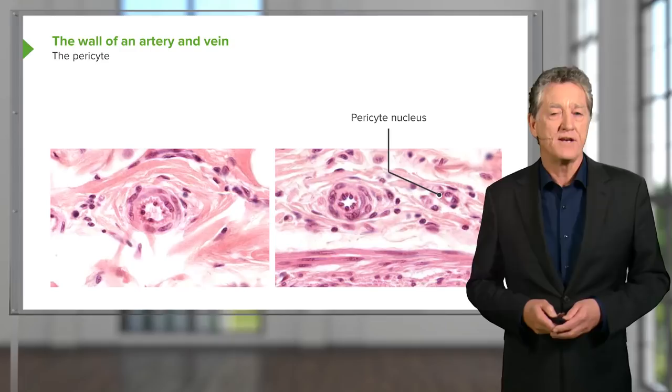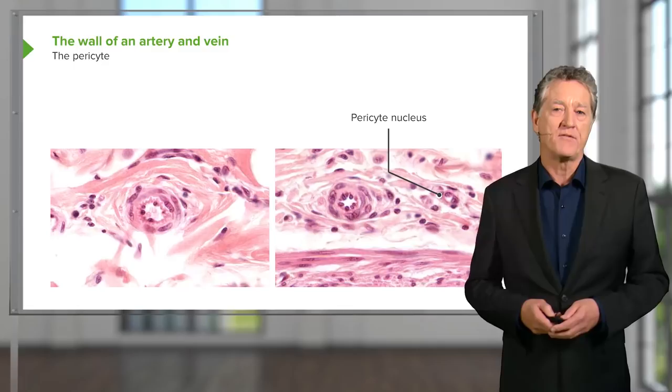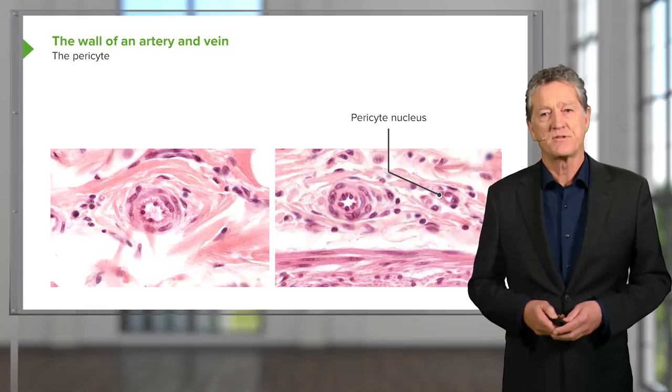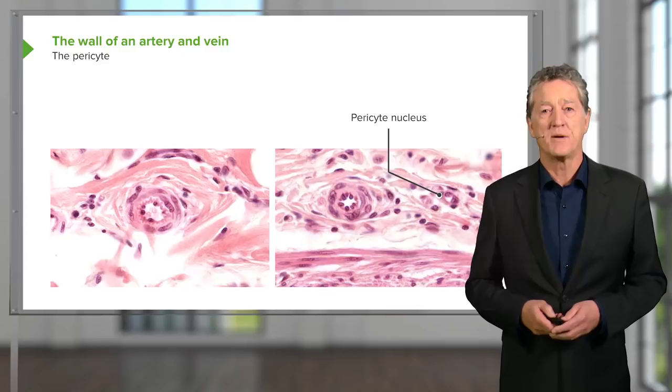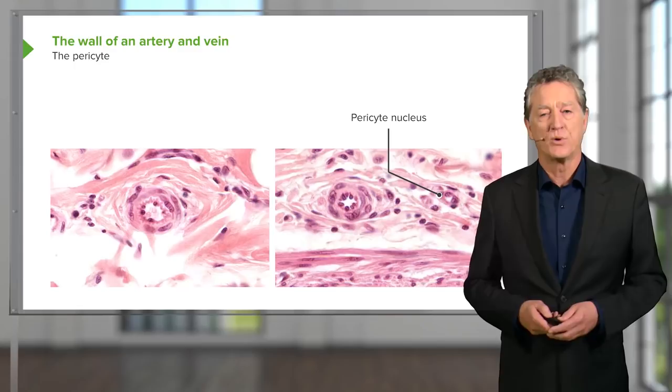And because the pericyte is surrounded by the basal lamina of the endothelium, or shares the basal lamina of the endothelium, it's actually not a connective tissue cell. Sometimes we often refer to pericytes as being a connective tissue cell. But because they are separated from the connective tissue elements by this basal lamina, it means that they're really epithelial. I'm sure in the future, these pericytes will be assigned a lot more functions and a lot more importance.